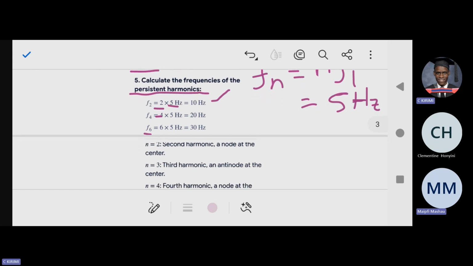I have a question. Yes, ask. Those ones that are suppressed, they are odd numbers. Is it because they're at the center?